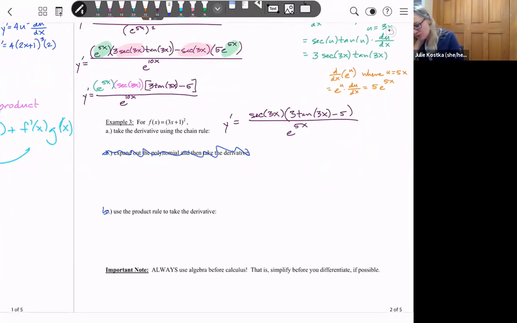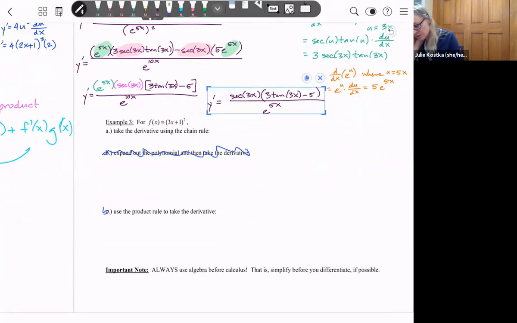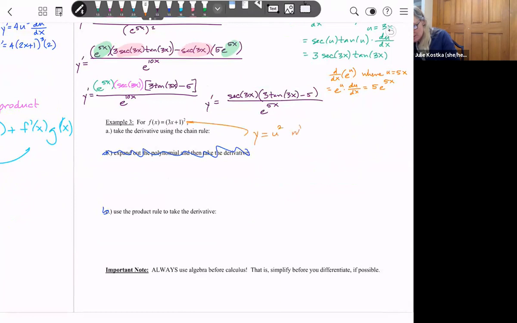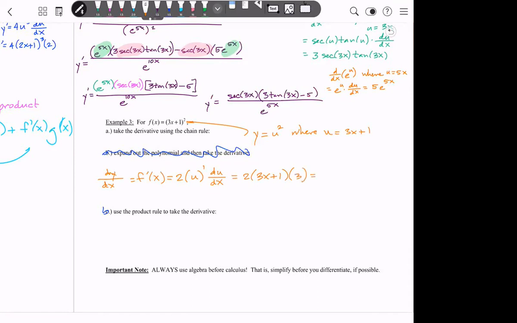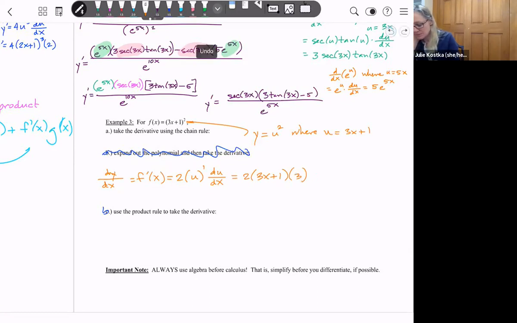So part A, take the derivative using the chain rule. I'm still trying to get this out of the way so you don't think it's that problem. Okay, using the chain rule. So this is of the form y equals u squared, where u equals 3x plus 1. Okay, so our dy/dx, otherwise known as f prime of x, is 2 times u to the first times du/dx, which is 2 times 3x plus 1 times du/dx, which is just 3. Perfect. And if I could leave it like that, in fact, I will leave it like that.